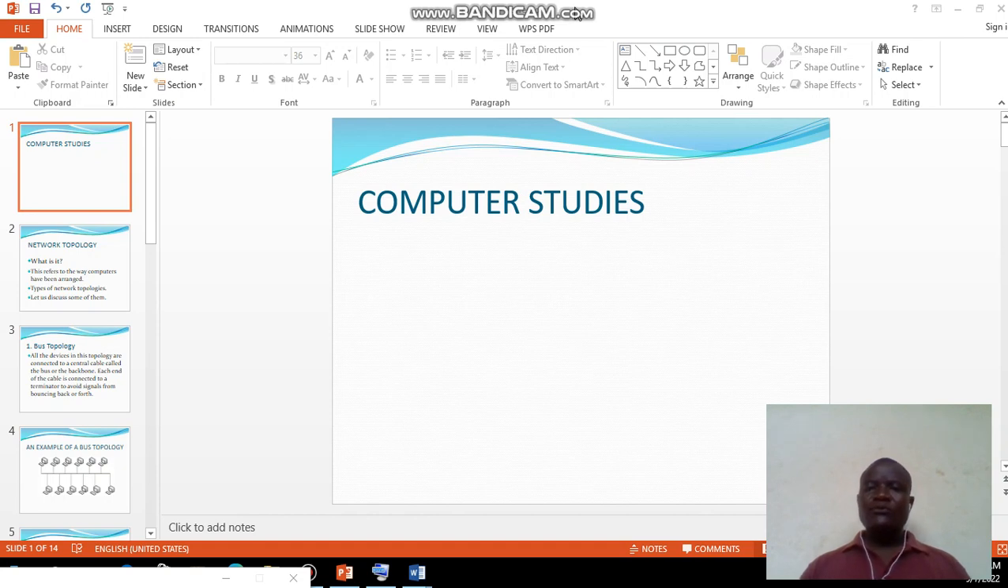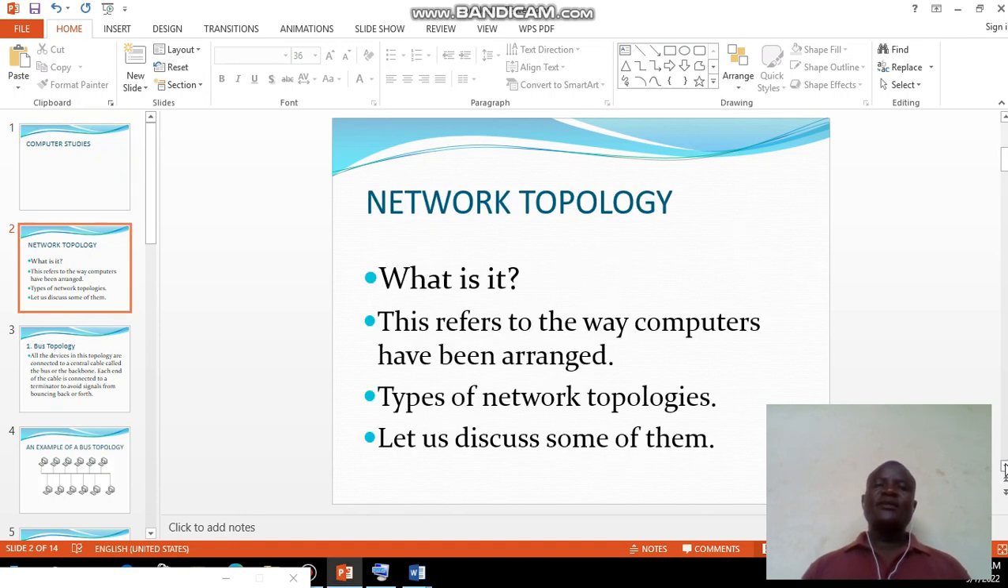Today, I'm going to talk about network topology. Let's begin. What is a network topology? This refers to the way computers have been arranged. It is simply the way the computers have been arranged in a given network. The layout of the computers.